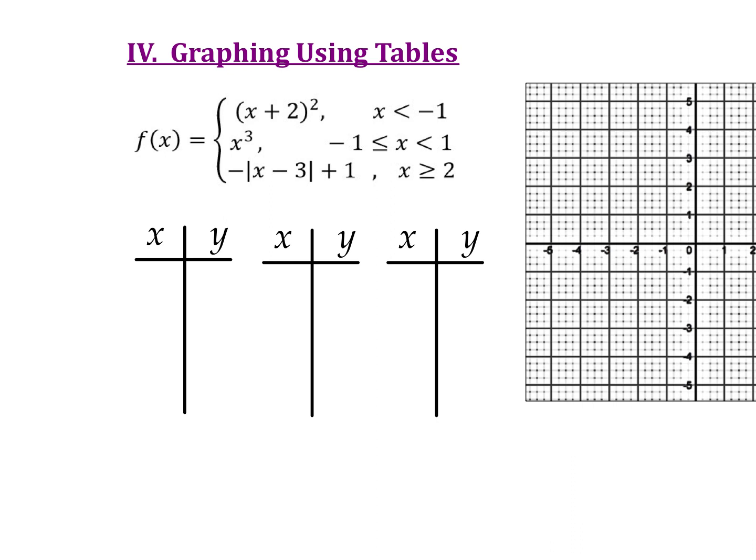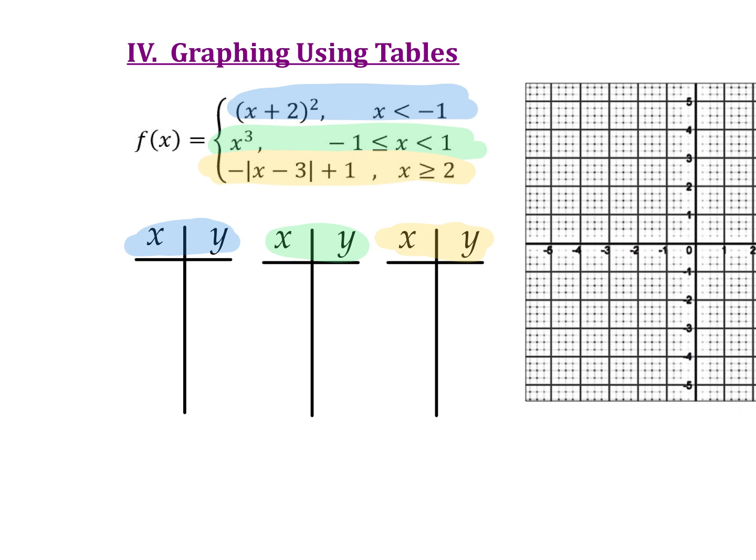All right. I've got 3 different functions. I've got a parabola shifted to the left 2 units. I've got a cubic function that didn't get shifted anywhere. And I've got an absolute value function that's upside down, went right 3, up 1. So this first table is going to be my parabola. This second table is going to be my cubic. And this third table will be my absolute value.